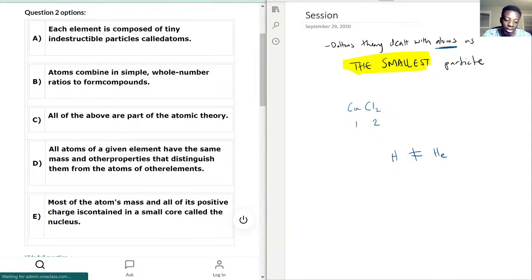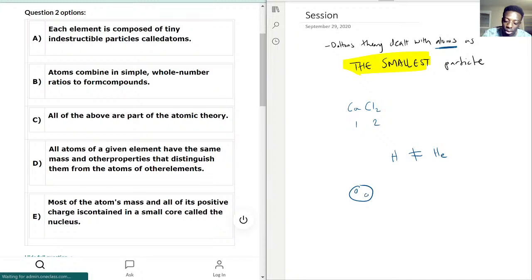That is also correct. Now, E says most of the atom's mass and all of its positive charge is contained in a small core called the nucleus. There we go. That one is now beyond an atom. It gets even smaller, and Dalton never delved into that. He had the whole billiard ball model, where he just thought that an atom was like that, and he signified this is atom 2 and this is atom 3, something like that. That was his idea of what an atom was. He didn't know that there were different components to an atom. So with that, I'm going to keep that.